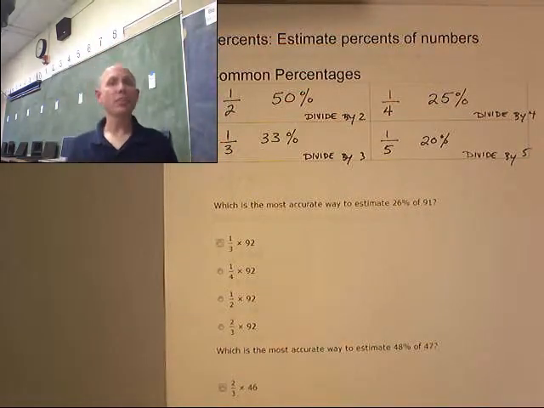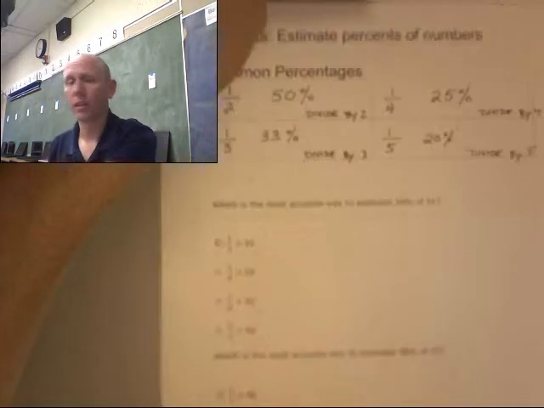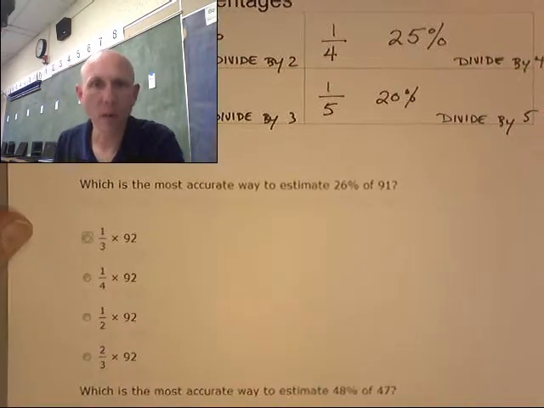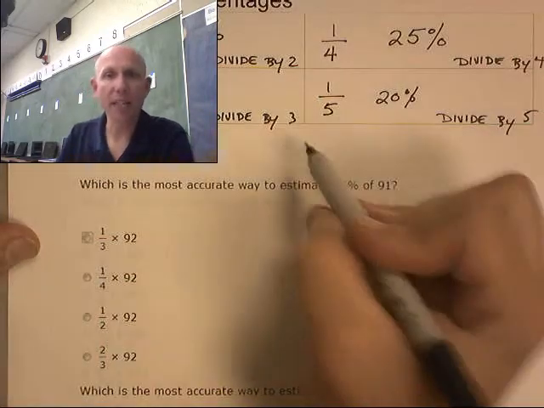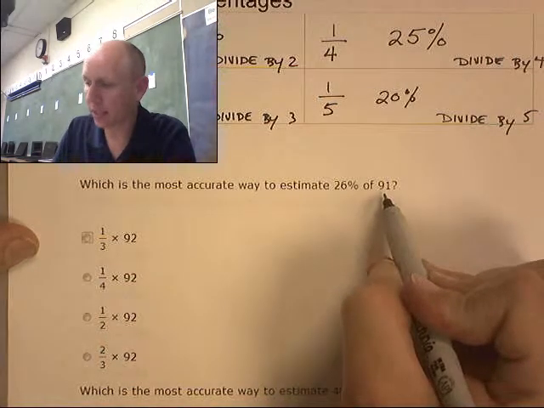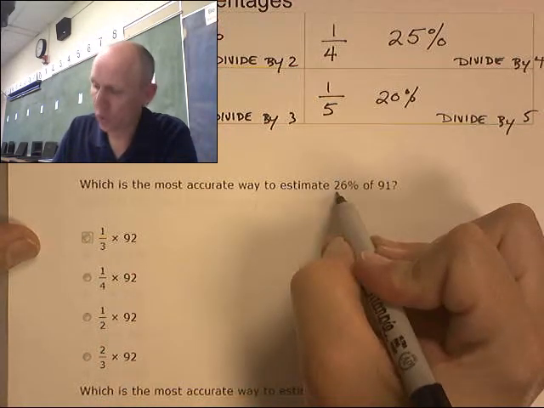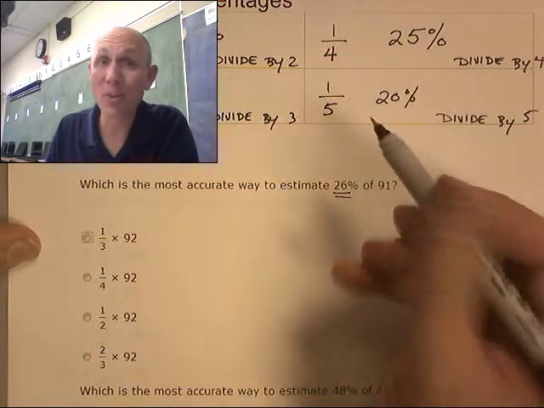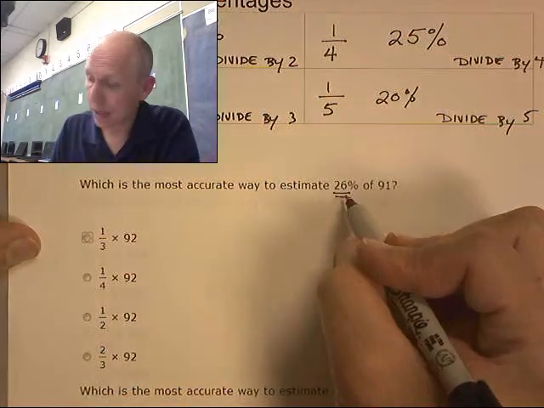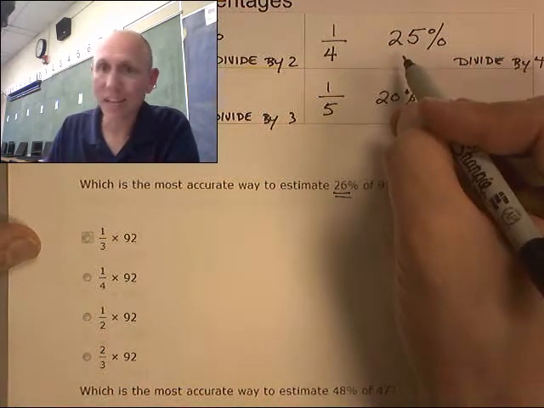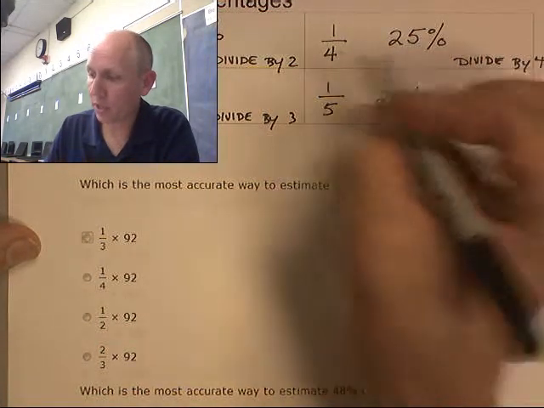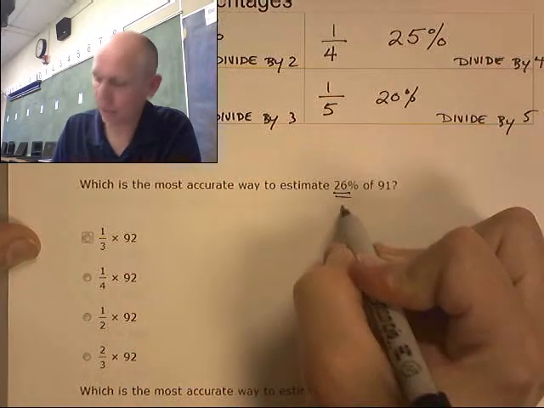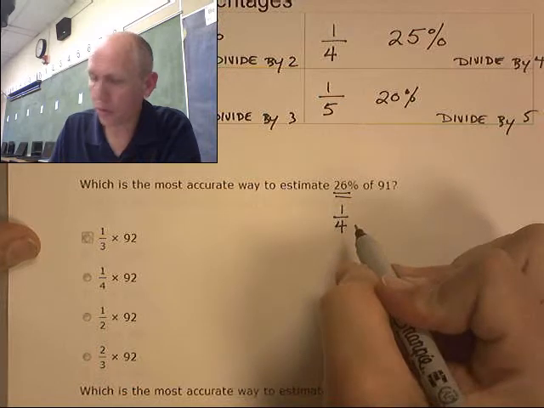All right, keep these guys in your head as we go on. So I know halves and things like that. Which is the most accurate way to estimate 26% of 91? 26%. What is that really close to that we know from our boxes up here? Well, that is just about 25%, which is just a 1/4. So when I see 26%, I'm thinking 1/4.